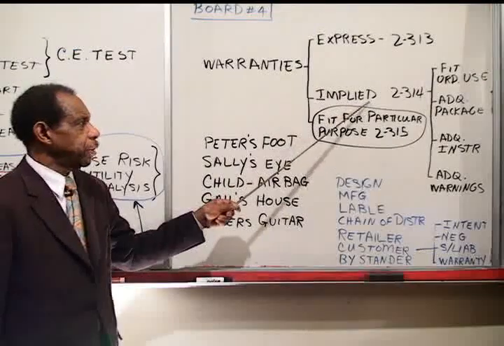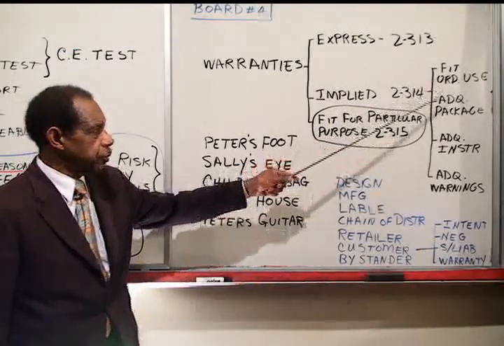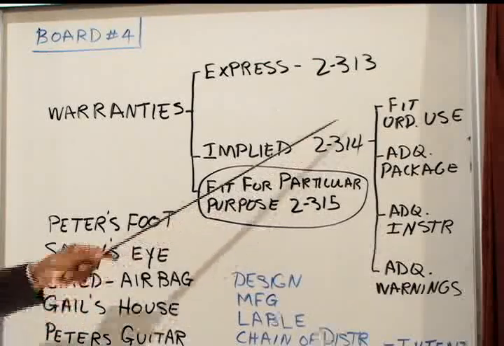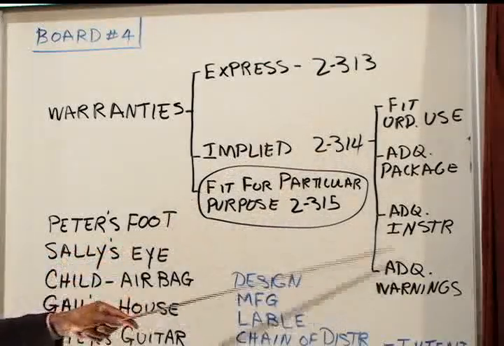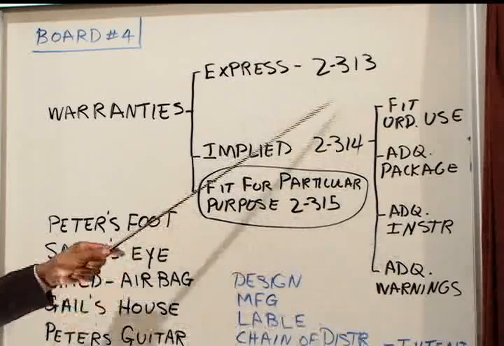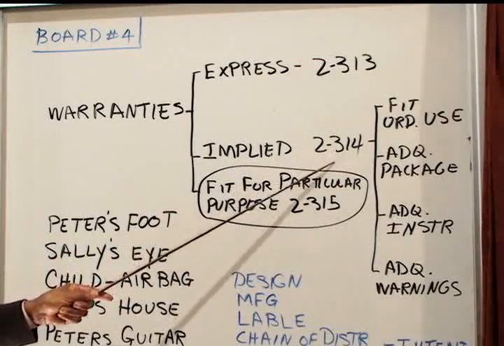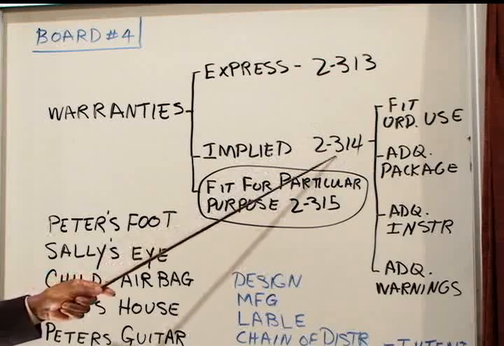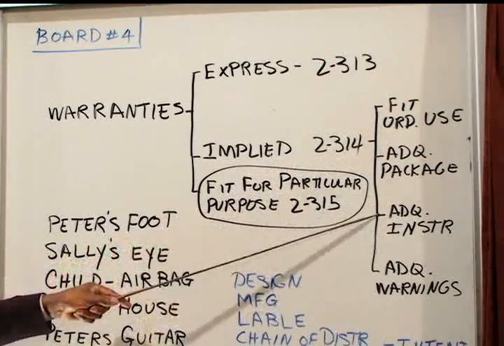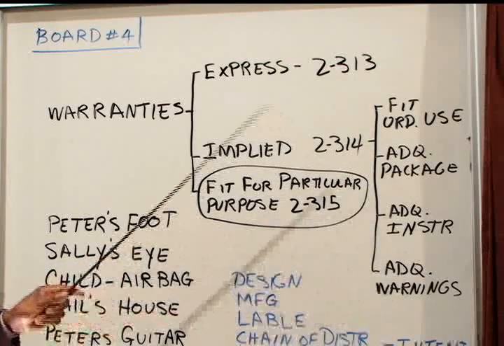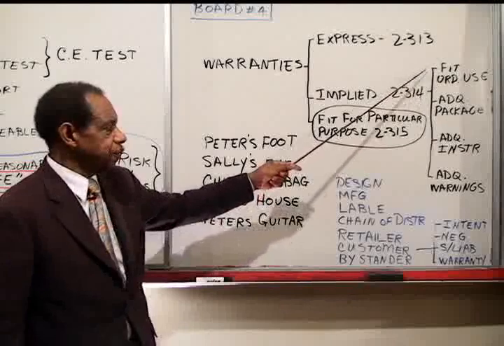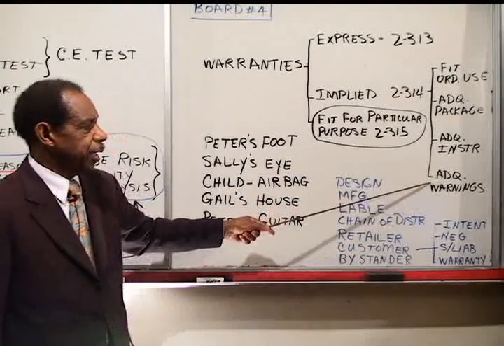Now the implied warranties: fit for ordinary use, adequately packaged, adequate instructions, adequate warnings. You see that coming up. These are the ones that are tested, again, most frequently. There are other things there, but again, read the whole thing, but these are the ones that are tested most often. In the case of the concrete cutter, not fit for ordinary use, inadequate instructions, inadequate warnings. In the case of the allergy pills, you claim that it was not fit for ordinary use because of inadequate warnings.